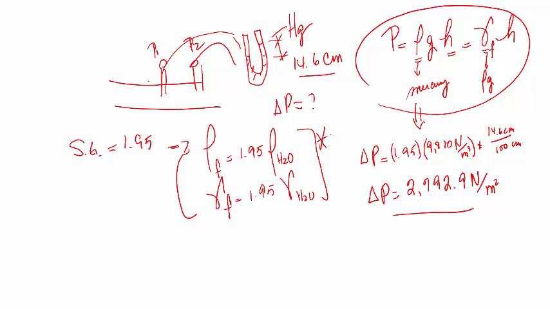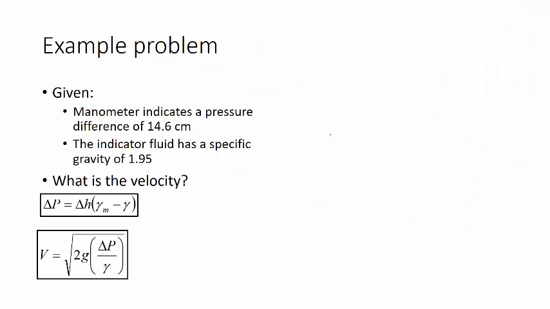So now I want to relate that to an example problem that we discussed in class. So here I'm telling you the manometer indicates a pressure difference of 14.6 centimeters, and then this here is the indicator fluid. So these two parts are what you use to calculate the difference in pressure, right? And you need this difference in pressure to know what is the velocity. So that difference in pressure, and there's two ways of doing it, but I prefer to do it this way, would be again the specific weight of the manometer fluid times the height of the manometer fluid, and that's what we did.